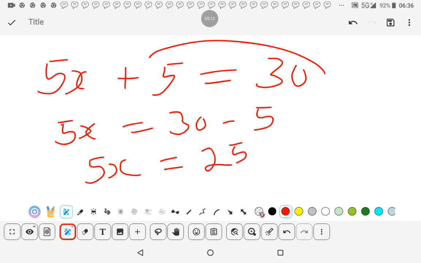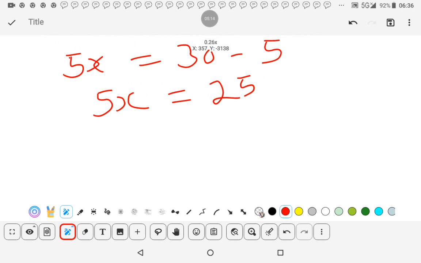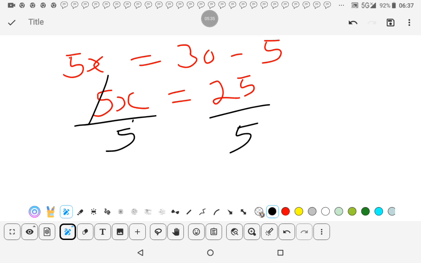Then how do you solve it from here? We have 5x is equal to 25. The only way you can solve this and leave x, because you're interested in calculating for x, is to divide both sides by the coefficient of x, and the coefficient of x here is 5. So divide here by 5, and also divide here by 5. This will cancel this, and then x is equal to 25 divided by 5. So 25 divided by 5 will give you 5. That is it for this.